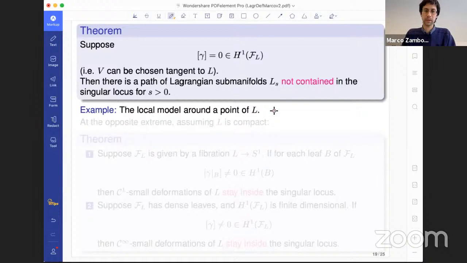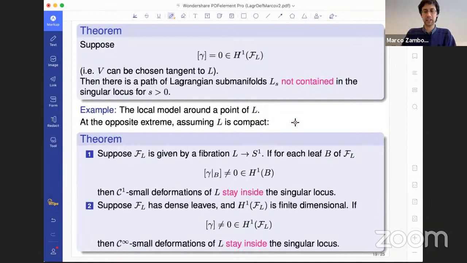And so this is the opposite extreme, under the assumption that L is compact. So again, the two cases of compact leaves, meaning fibration, or dense leaves. And so I'm saying that I'm in the opposite extreme because the assumption here is that the class of gamma is non-zero, I mean, non-zero everywhere, so to say. So here, the class of gamma gives you, again, a section of the vector bundle over S1 whose fibers are the cohomologies of the leaves. And if that section has no zeros, then you are in a rigid situation in the sense that you cannot push the Lagrangian out of the singular locus. In the case of dense leaves, maybe the formulation is a bit simpler.